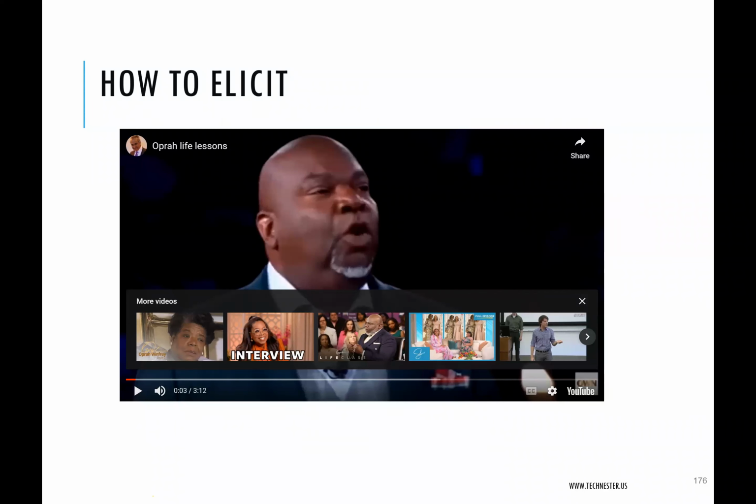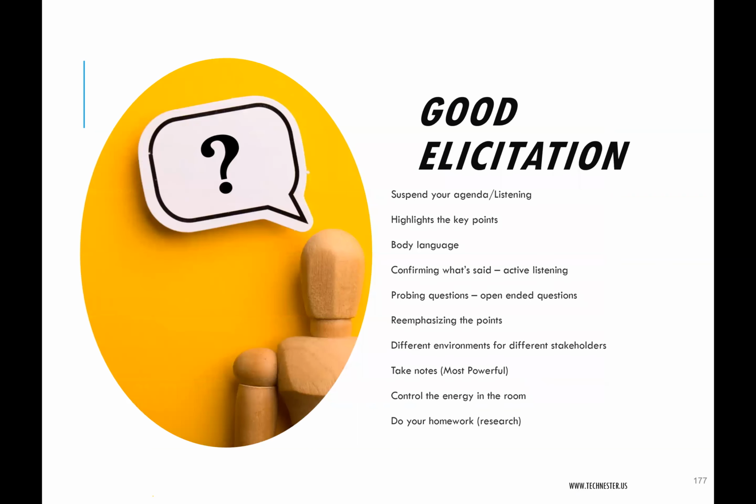Okay. So we have seen she was an active listener. She suspended her agenda, allowing her people to flow, highlighting their key points. She had positive, energetic body language. She was confirming what was said. She was asking probing questions. Right? So open-ended questions. She was re-emphasizing the points made. She used different environments for different stakeholders. She took notes. She controlled the energy in the room, and she did her homework.